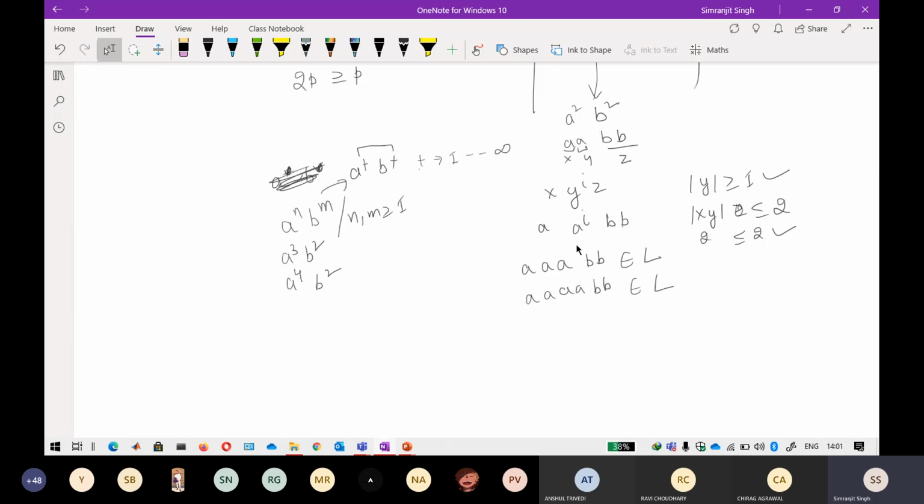Okay, so your main purpose is to find a string that does not belong to the language, but I don't think you will find one. If you pump it any number of times, all the strings will belong to the language again. Again, you can now say that this language, a raised to power n b raised to power m, has passed the pumping lemma. Now, again, I cannot say that this is a regular language or not a regular language.